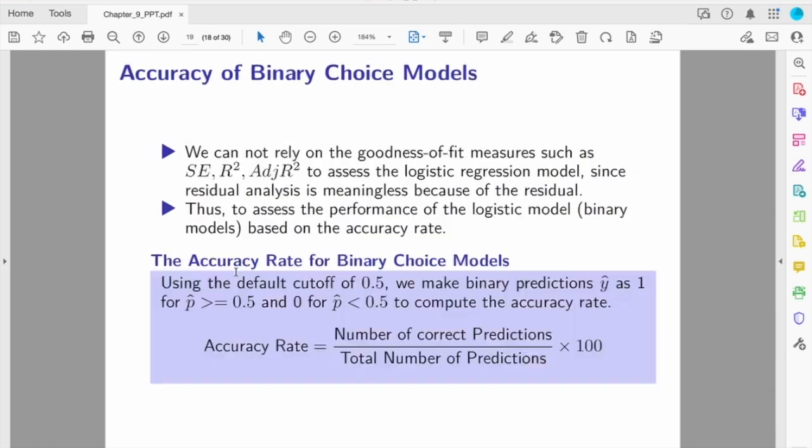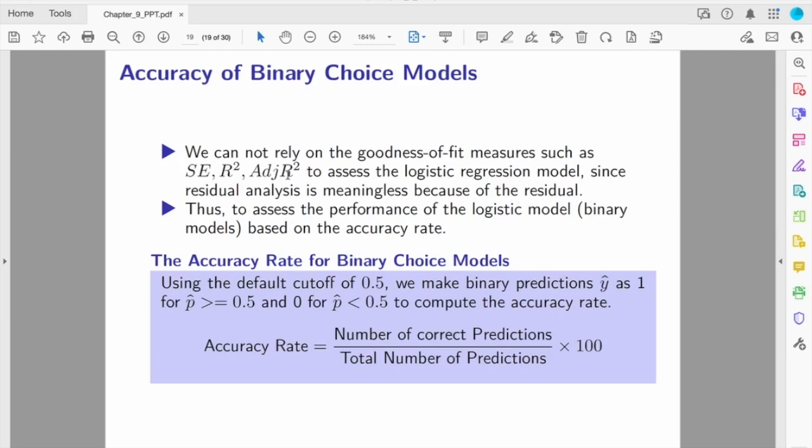The next point we're going to discuss is how to measure the performance of the model. In the regression model, we cannot rely on goodness of fit measures like R squared and adjusted R squared to assess the logistic regression model because we don't have residuals here. But we can use many other techniques to assess the performance of the logistic model, such as the accuracy rate. One of the things that we can do is the accuracy rate.